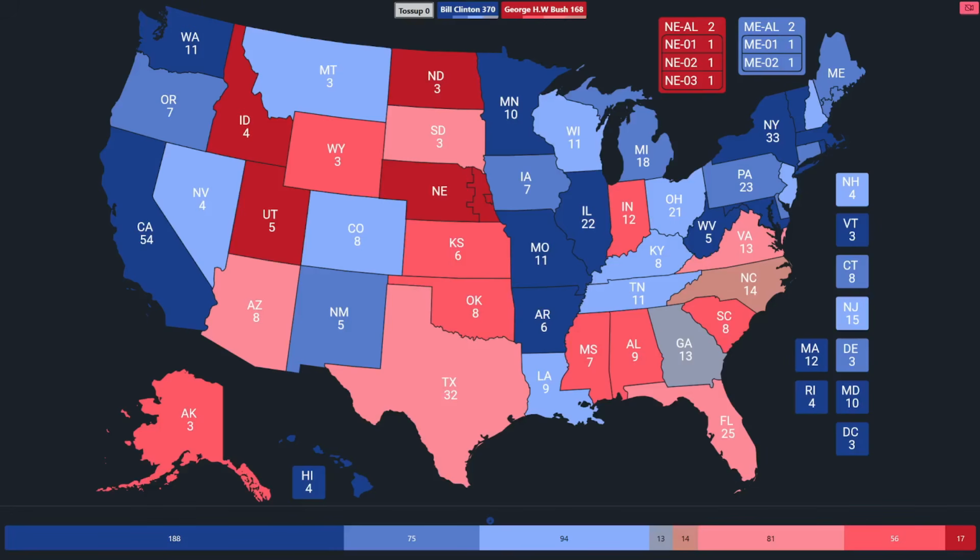So let me know in the comments, what do you think about any of the states on this map? Why is South Dakota lighter red? Why is New Jersey lighter blue? What would have happened without Ross Perot? What stands out to you on this map? Let me know down below.